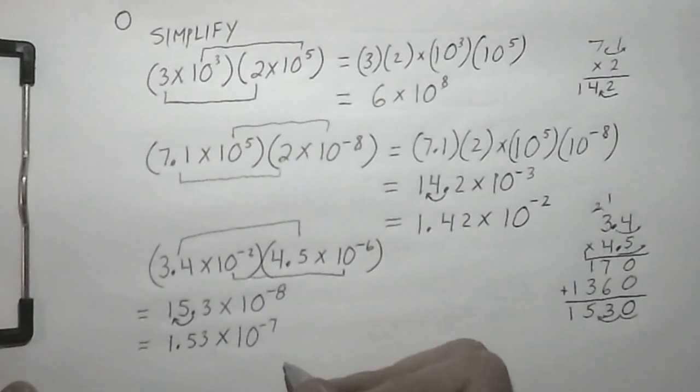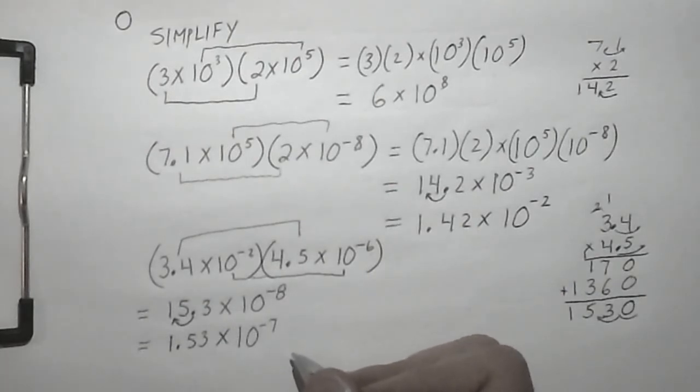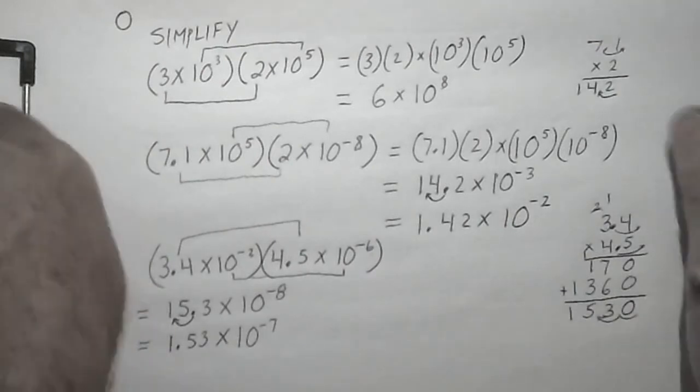So here are some examples as to how to multiply scientific notation numbers together, and then how to make a subtle adjustment in the end if necessary to make sure the answer is in scientific notation form.